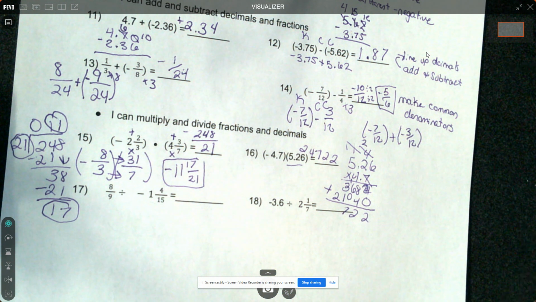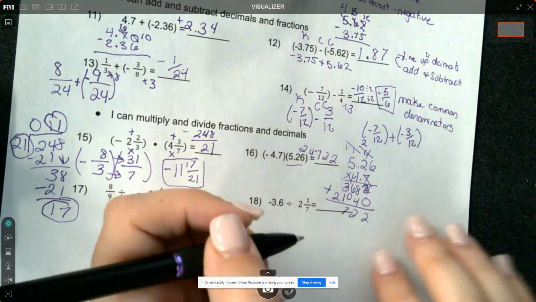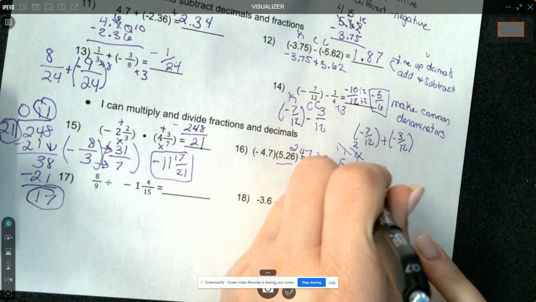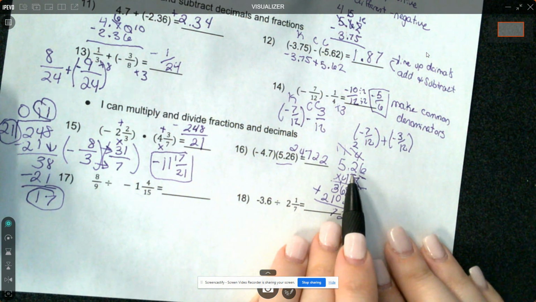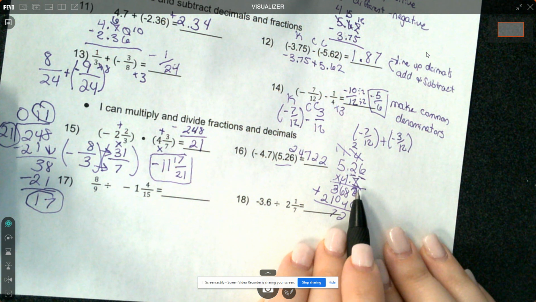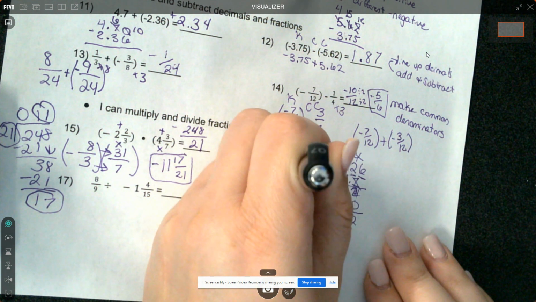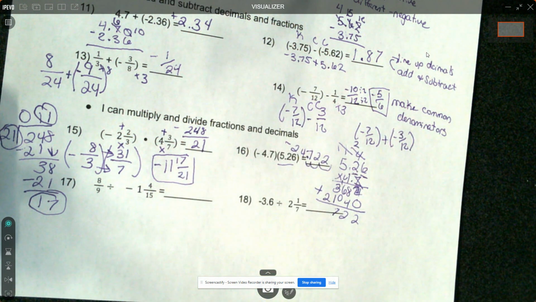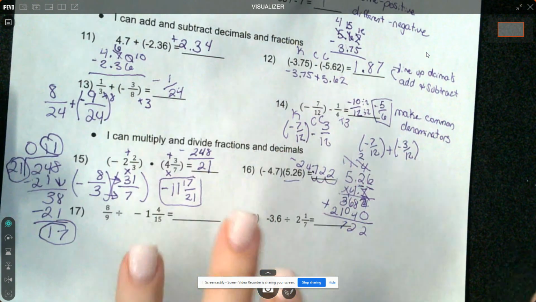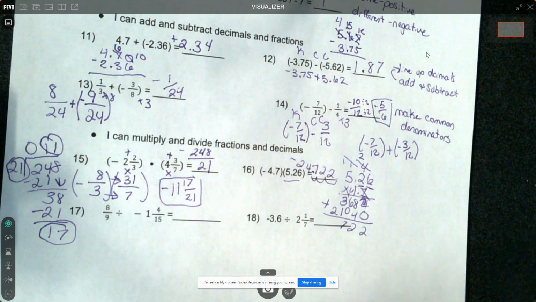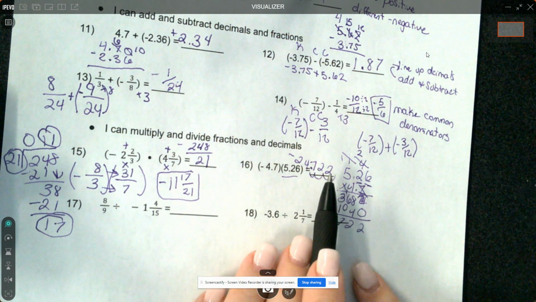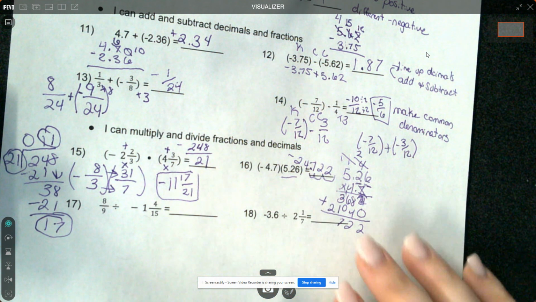Between the 4 and the 7. Between the 4 and the 7, because when you look at your numbers, you want to count how many numbers are behind the decimal in the entire problem. So I have 3 numbers behind the decimal, so I'm going to count 3 numbers over, and that's where it goes. Since they're different signs, it's going to be negative. Okay, so are we good with multiplying fractions and decimals? Remember, fractions, you just go straight across. Decimals, the only thing is to remember to put the decimal in the answer.